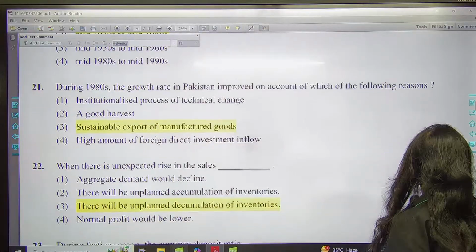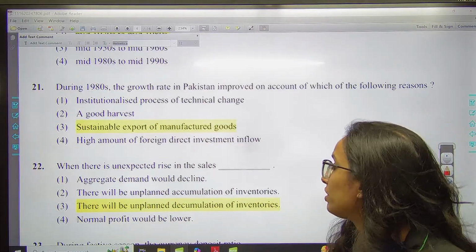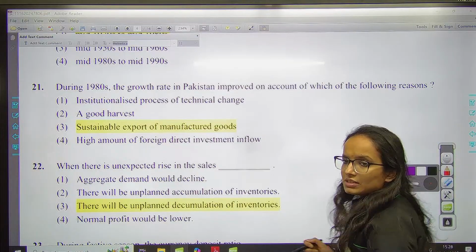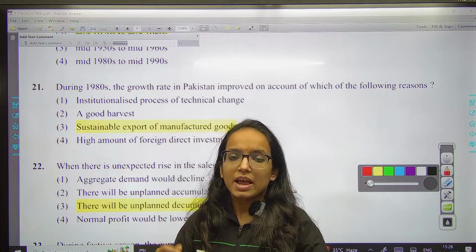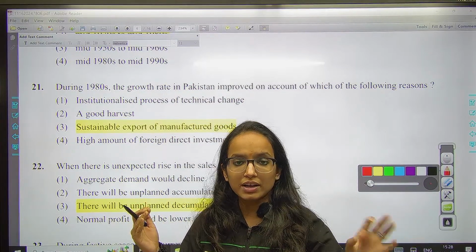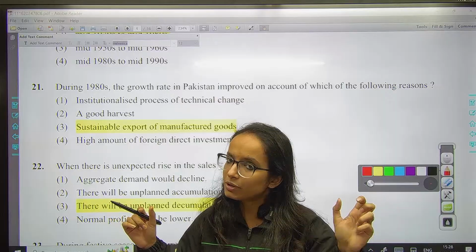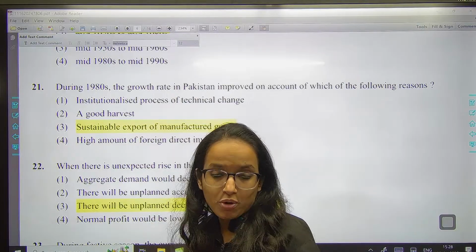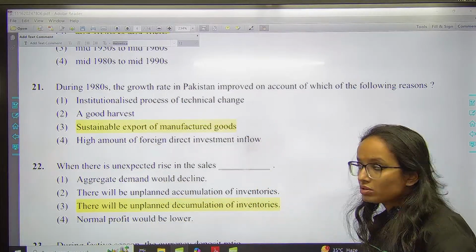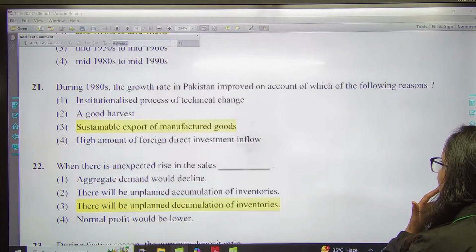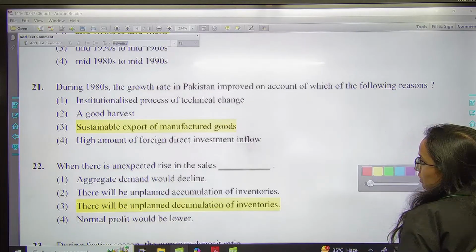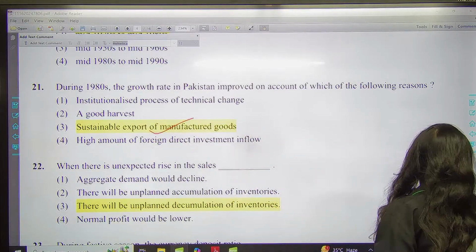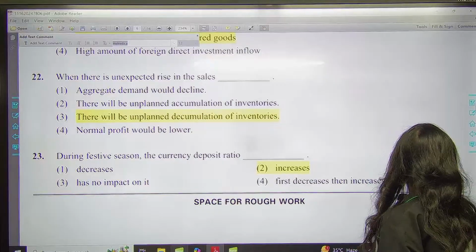The next question they have asked is: during the 1980s, growth rate in Pakistan improved on account of which of the following reasons? So the 12th class syllabus is the same syllabus, right? And when you have the syllabus in your hand, you know comparative economic development has a topic where we have compared Pakistan's performance and China's performance, right? So that topic is important here. They are asking what the ground was for Pakistan's improvement in the 80s. So it was on grounds of sustainable export of manufactured goods, right? So comparative development would also be another important topic.